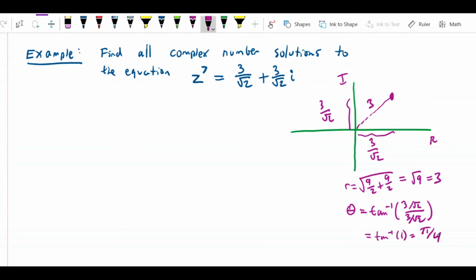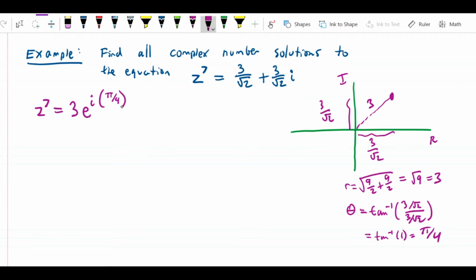I know that in the earlier examples I just said let's sort of eyeball the angle, because I'm always going to give you an angle that's one of the unit circle angles that you know, but this is technically how you would find it using the arctangent function. So we have that this equation actually reduces to z to the seventh equals 3 e to the i pi over 4.